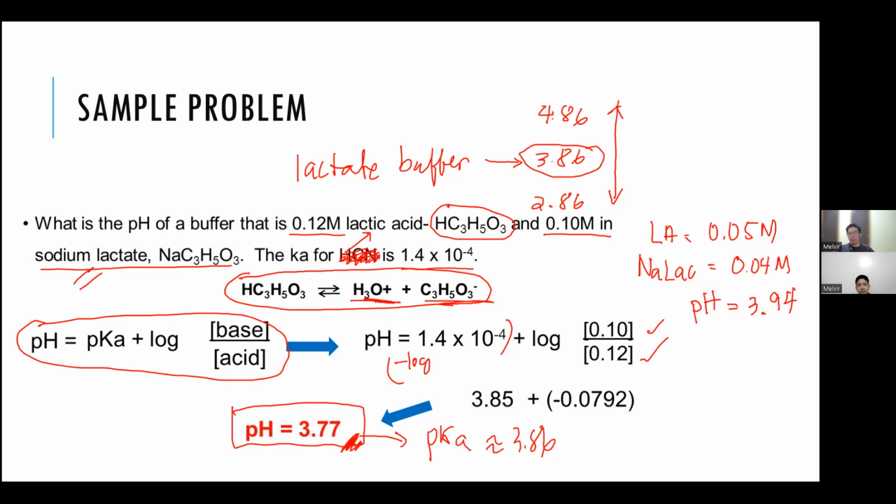Go back to the points we made earlier on how we can tell if a buffer is strong or not. So, correct? Number one rule is check the pKa and your target pH. We can see here that they are quite close: 3.77, then 3.85, then 3.85, 3.94. So, quite close. That means we could say they seem to have equal strength, based on the pH of your buffer.